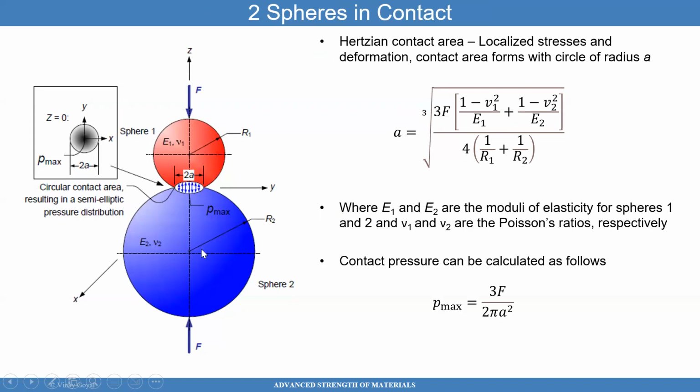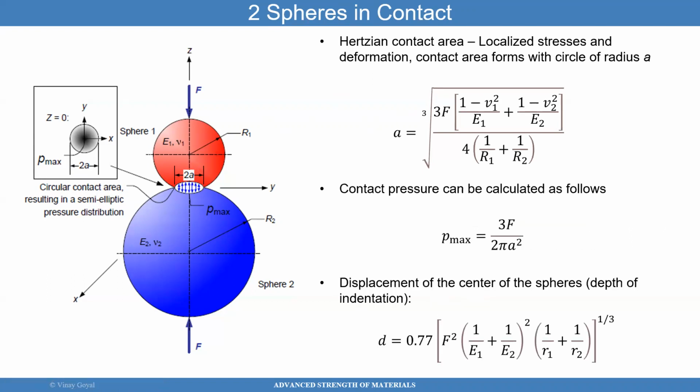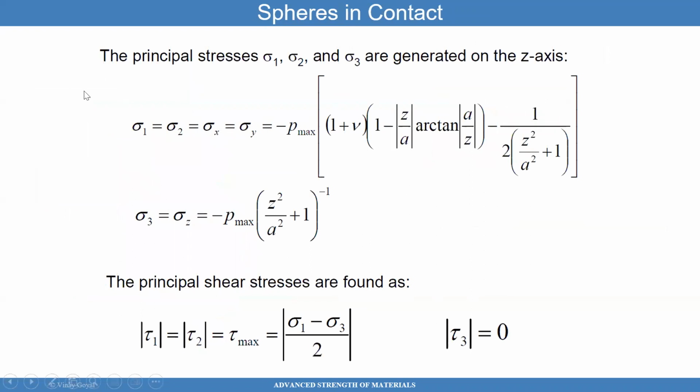We also discussed how the maximum pressure can be calculated due to these contacting bodies. We also discussed that you can determine the indentation, or how much deflection you have from these two spheres coming together, based on the formula here at the bottom right. And finally, we discussed that the principal stresses can be calculated using strength theory of elasticity. You can calculate all of them, sigma 1, sigma 2, and sigma 3. In addition to that, you can calculate max shear stress.